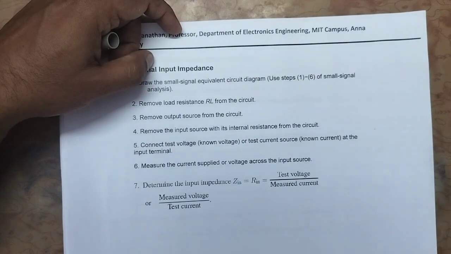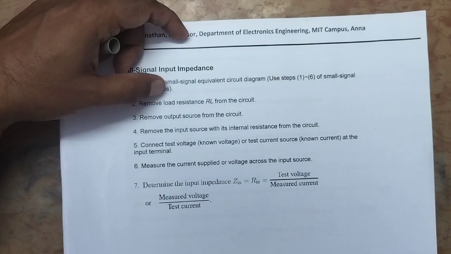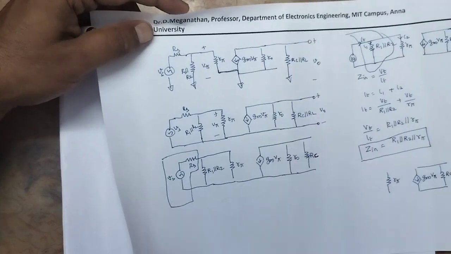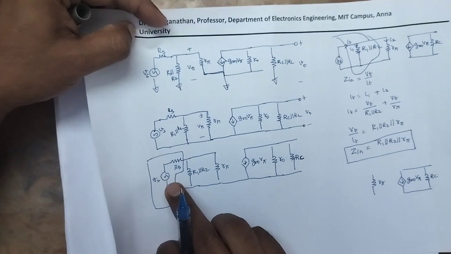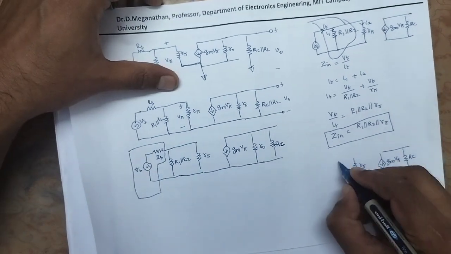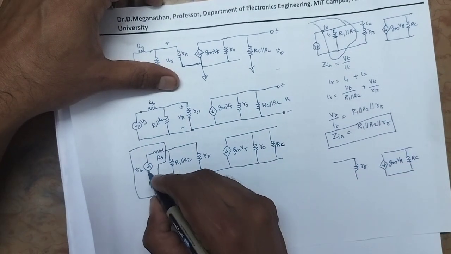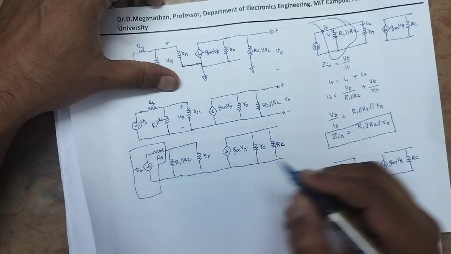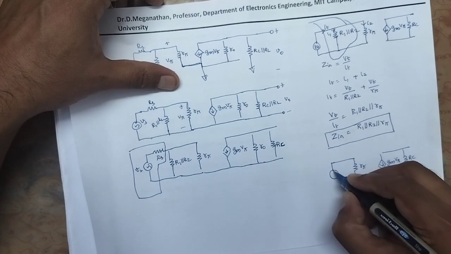Okay, now what is the next one? Fifth one is we have to connect the test voltage. Here you see signal is a voltage source, so I have to connect the test voltage. In case signal is current, we have to connect the test current. So VT.